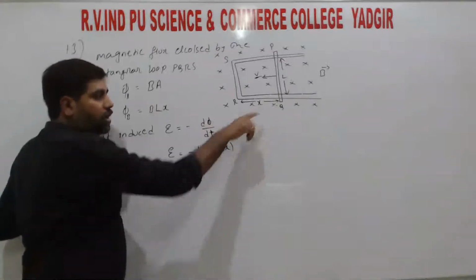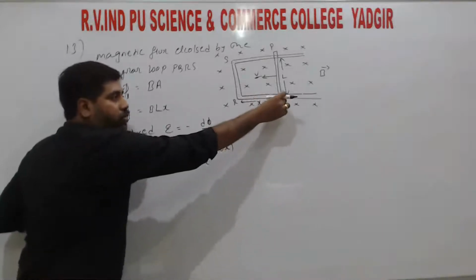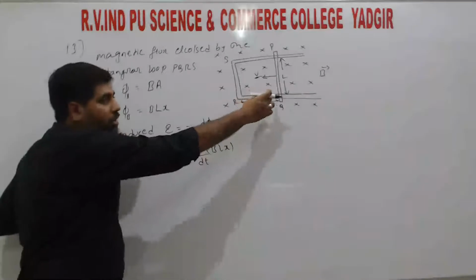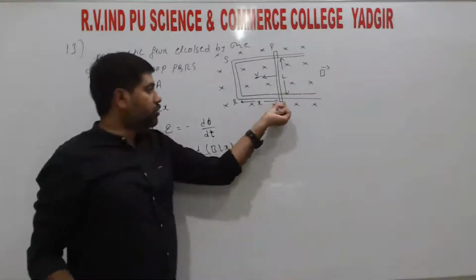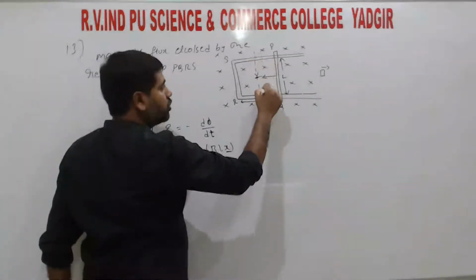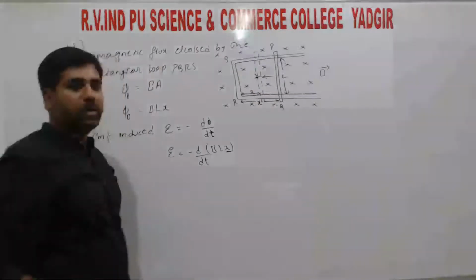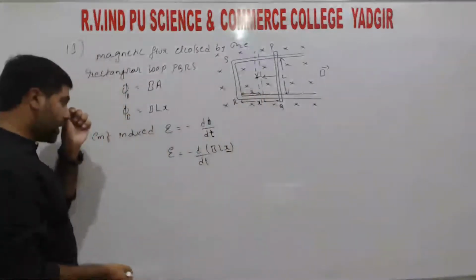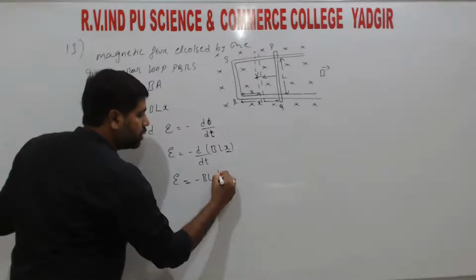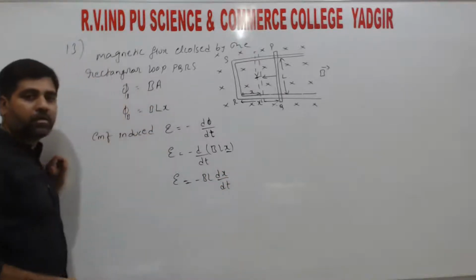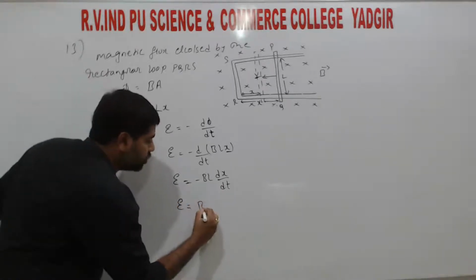B is constant, the magnetic field we applied. The length L of the conductor is also constant when it is moving inside the magnetic field. So only the variable is x. As x is varying with respect to time, these two are constant, so we can take them outside: minus B L dx by dt. This change in displacement with respect to time we call velocity. So E is equal to BLv.